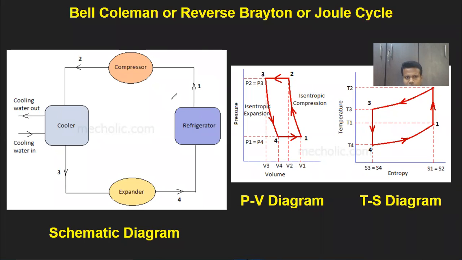Let us start with the process 1 to 2. 1 to 2 is done in the compressor. Obviously that means it's a compression, because in a compressor what happens is compression.